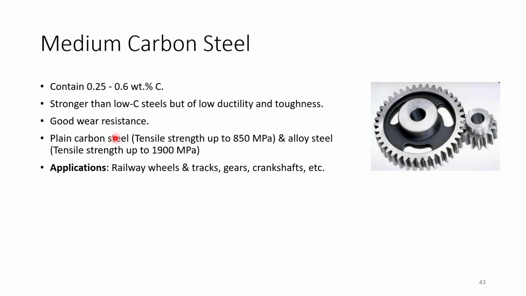In case of medium carbon steel, you have 0.25 to 0.6 weight% carbon. These are stronger than the low carbon steels, but they have low ductility and toughness. They have good wear resistance, and plain carbon steel has tensile strength up to 850 MPa, and alloy steel has around 1900 MPa. Applications are in railway wheels, tracks, gears, crankshafts, etc.